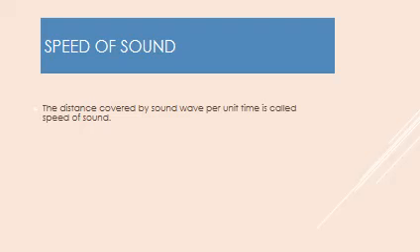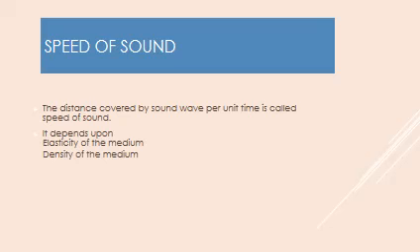Speed of sound. Definition: the distance covered by a sound wave per unit time is called speed of sound. It depends upon the elasticity of the medium and the density of the medium. Now, what is the meaning of elasticity? It is basically the modulus of elasticity from the formula of Hooke's law, that stress is directly proportional to strain, and whenever there is a constant, it is known as the modulus of elasticity.